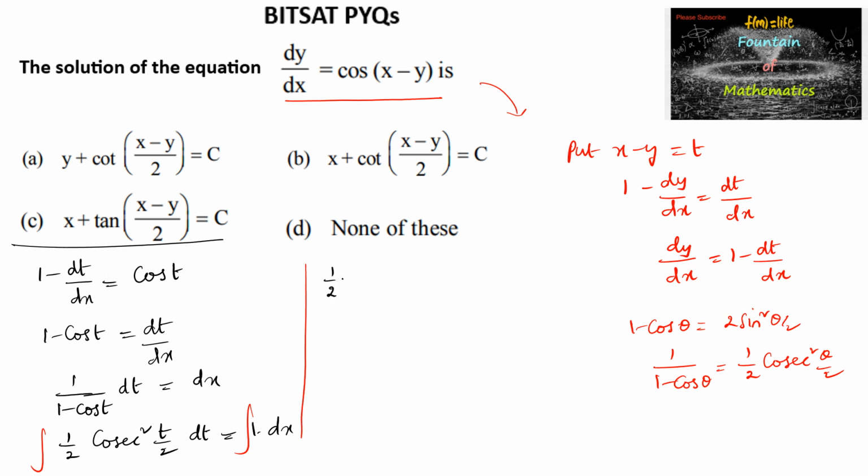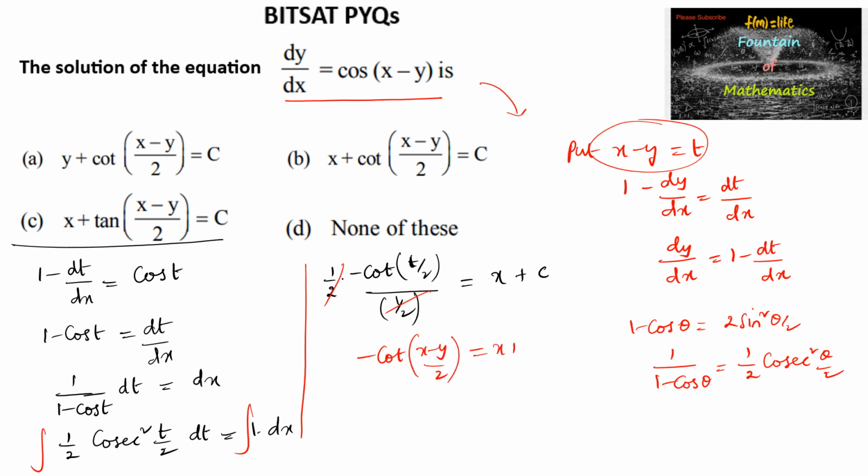1 by 2 integration of cosecant square is minus cot t by 2, and here the coefficient of t is 1 by 2, so we must divide with 1 by 2 here, which is equal to x plus c. The 1 by 2 and 1 by 2 get cancelled, so we can write minus cot t by 2. t is nothing but x minus y, so we can substitute: minus cot of x minus y upon 2 is equal to x plus c, or we can write x plus cot of x minus y by 2 is equal to constant c, which is option B. So we can go with option B.